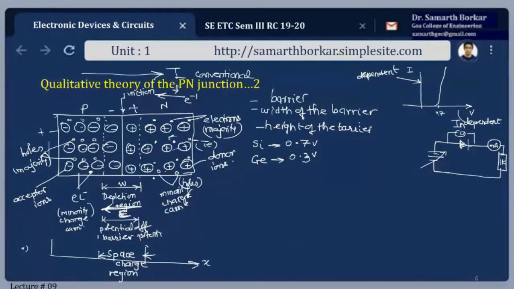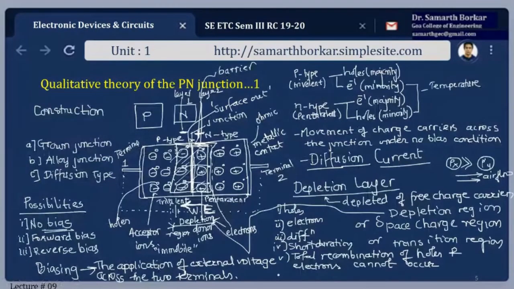The sixth point. What was the sixth point? Here. Okay. We have covered five points. Total recombination of electrons and holes cannot occur. Now, let us try to understand the sixth point. They're all related. These are not physically separate points. It is like we go level by level.